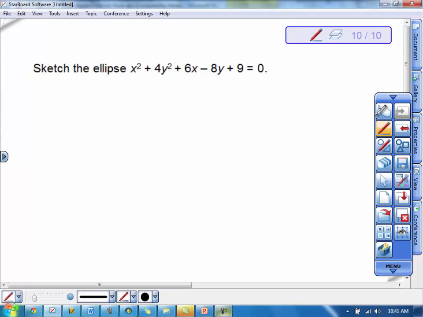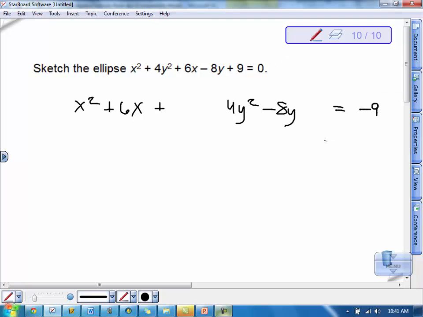All right, so what you would do is you'd group together the x terms and the y terms. So I'm going to make this x squared. I'm going to pull the 6x next to it. I can rearrange this however I want because addition is commutative, so order doesn't matter. I'm going to leave a space and do the y terms as well. So it'll be 4y squared minus 8y. And then I'm going to move the number over to the other side. So all I have left is the 9. So I'll move that over to negative 9.